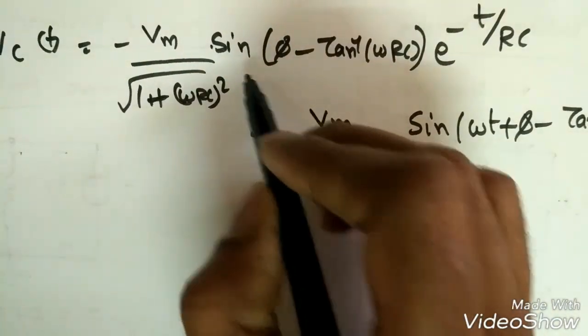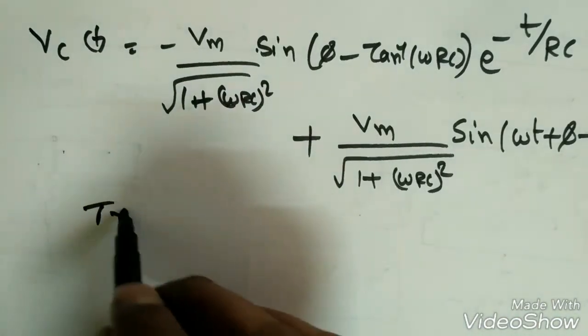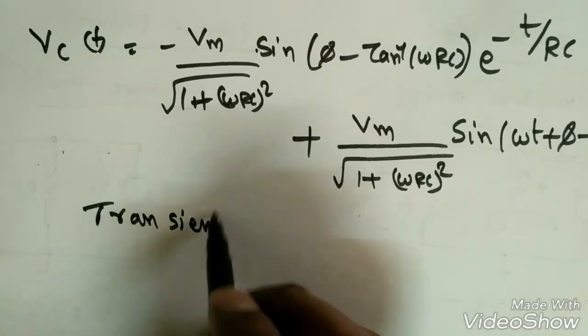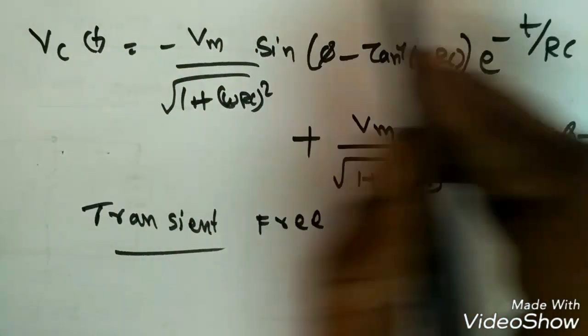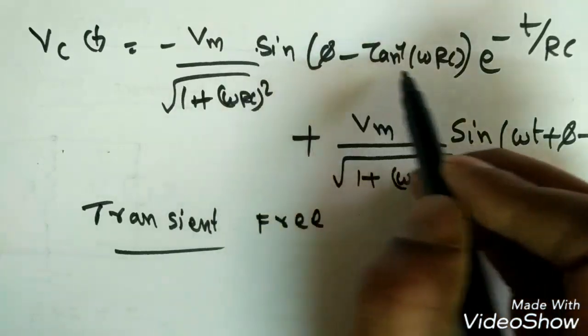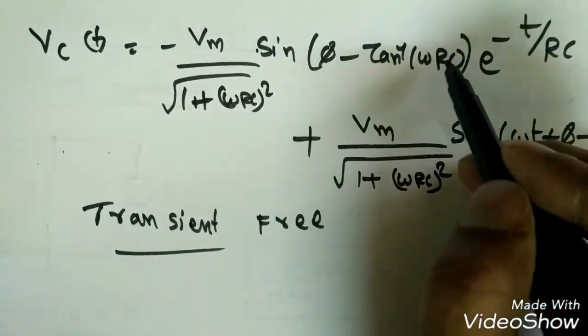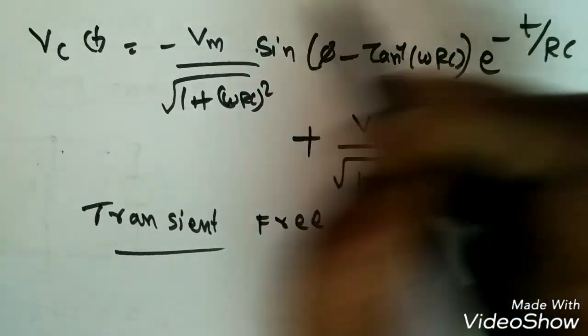Now again, the transient free condition. How do we make it transient free? This is the transient term. To make this 0, if I make pi minus tan inverse omega RC equal to 0, then sine 0 is 0, so this term will vanish.